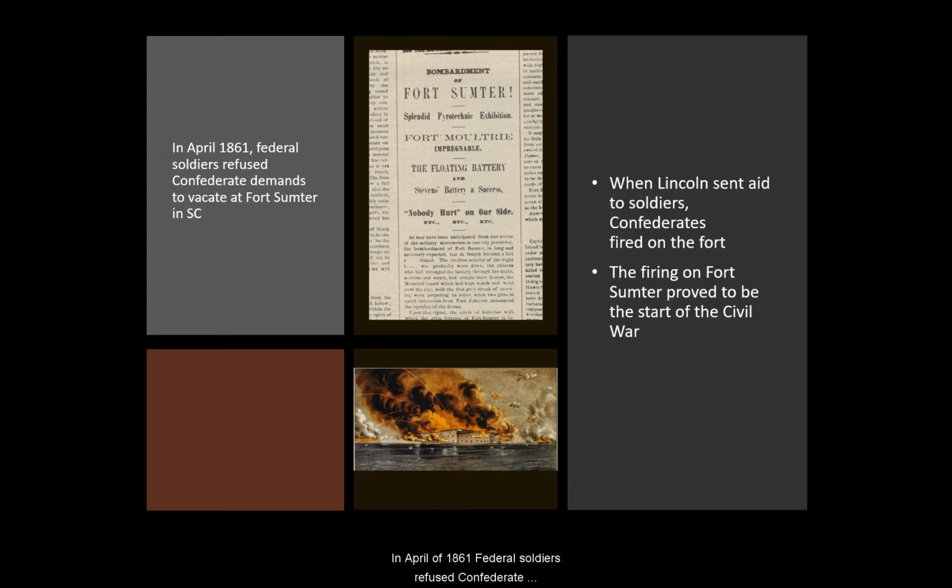So in April of 1861, federal soldiers refused Confederate demands to vacate Fort Sumter. They gave them warning because technically Fort Sumter, being in Charleston Harbor, is Confederate territory, and these Yankee soldiers don't need to be there. And so when Lincoln sent aid to those Union soldiers, Confederates fired on the fort. The firing on Fort Sumter proved to be the start of the Civil War.